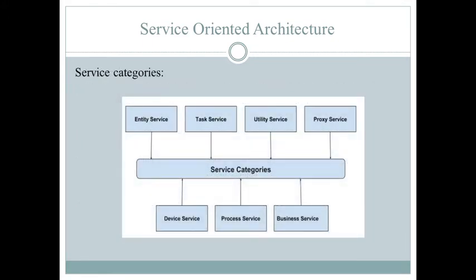And the categories of the services provided by service-oriented architecture are listed in this diagram: entity services, task services, utility services, proxy services, device services, process services, and business services. So these are the services which are provided by SOA through the service categories. We are going to list out all these service categories in detail.